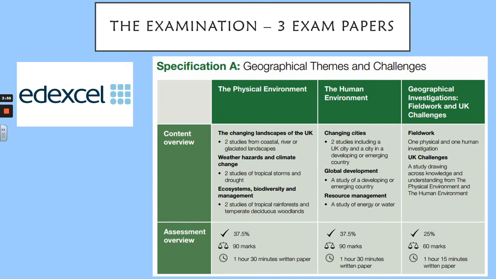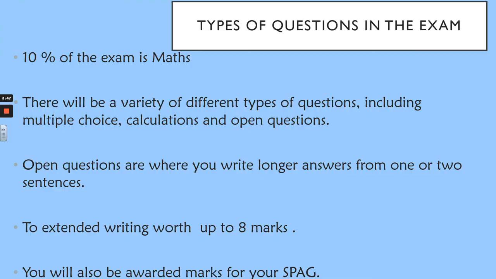The papers vary in terms of the mark allowances and also the time that you would sit each of the papers. So our exam has lots of different types of questions. There is now much greater emphasis on maths. So 10% of the paper's marks are for maths questions. So of course there'll be calculations on the paper, as well as multiple choice and open-ended questions. The open-ended questions are where you write much longer answers, and of course they're worth much more marks.